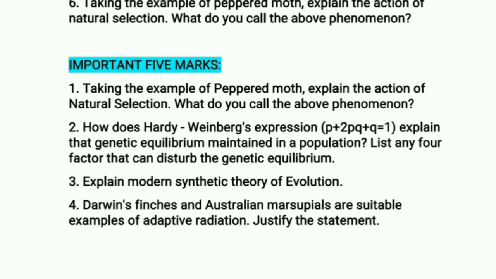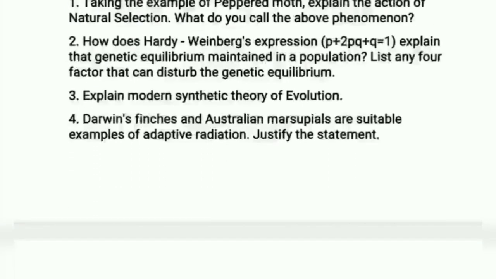How does Hardy-Weinberg's expression p² + 2pq + q² = 1 explain the genetic equilibrium maintained in a population? List any 4 factors that can disturb the genetic equilibrium. Explain modern synthetic theory of evolution.